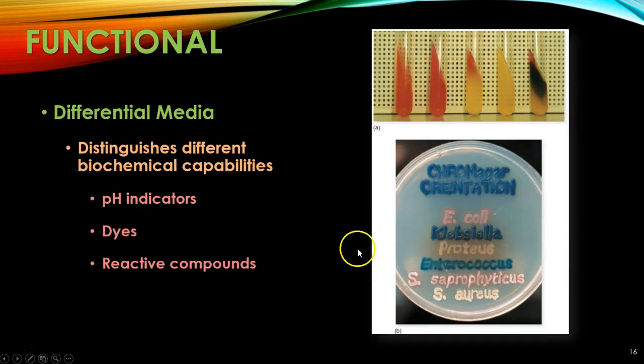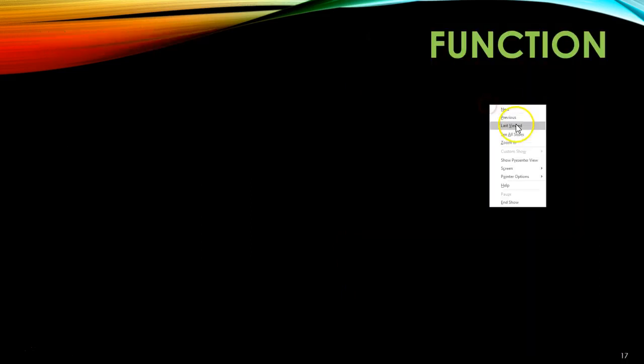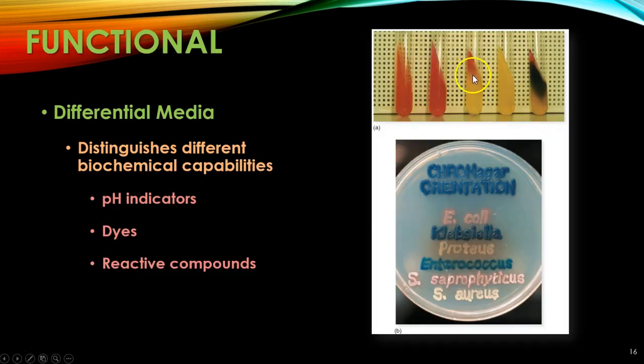Again, we don't always use it in a plate. Here is something that's called the triple sugar iron agar that tells us some differences between bacteria. This is uninoculated.